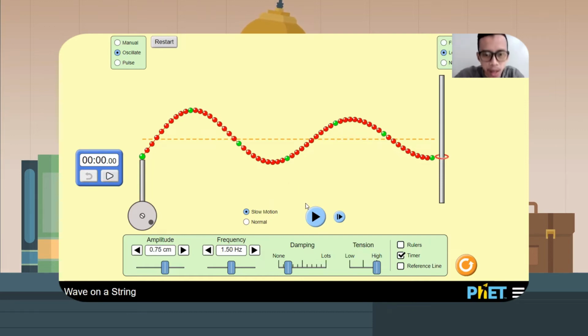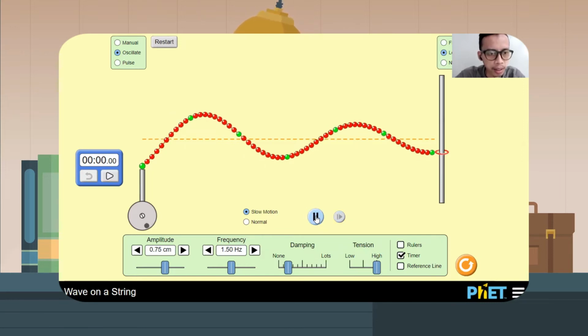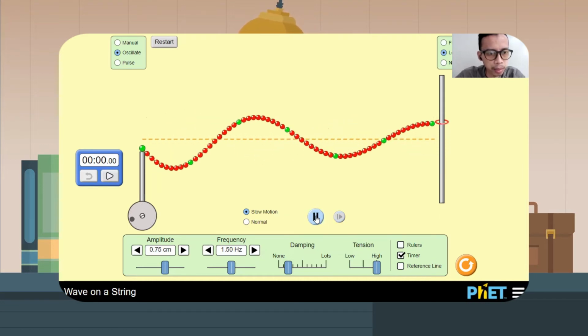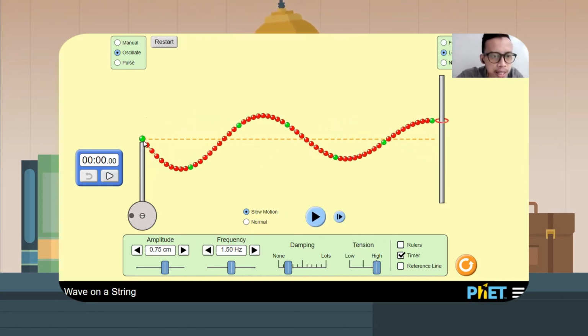I will start this simulation again. So this green ball starts from its equilibrium. From this simulation, one wavelength should be from one peak to another peak, or this green ball should move upward, backward, and upward again until it reaches the original position.